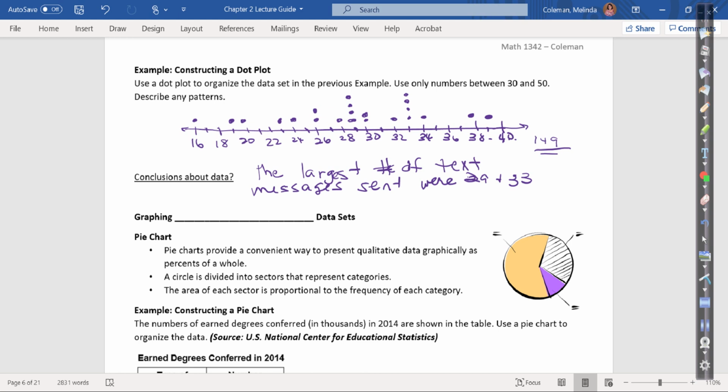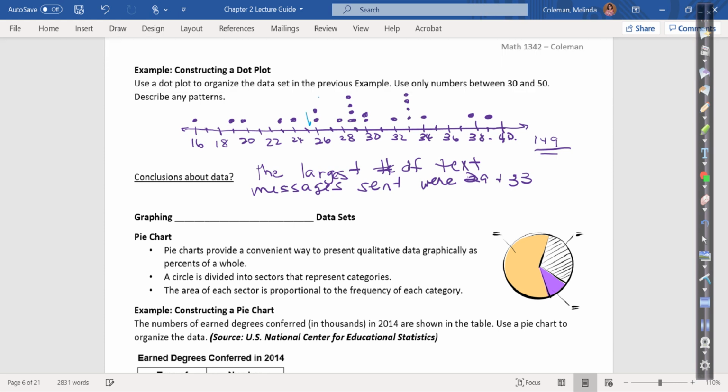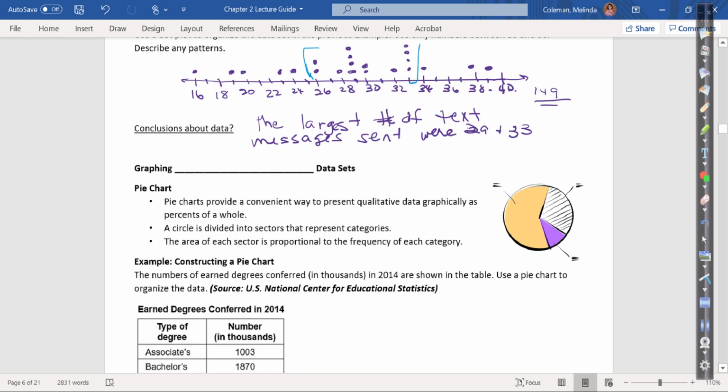We could say in this case that the majority of it was between, say, 26 and 34. So if we're looking at the majority of it, we could say the majority of the data was between 26 and 33. So there's a couple of things you could draw conclusions about, but when you're only using a piece of the data, it's not a good idea to draw conclusions. All right. The next one then is to graph qualitative data.